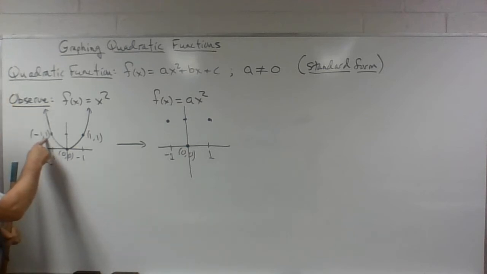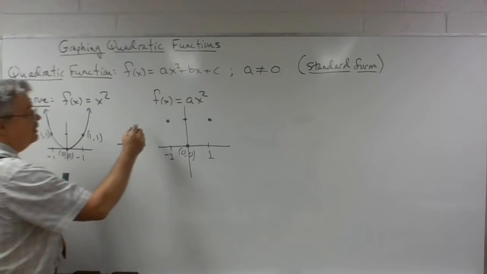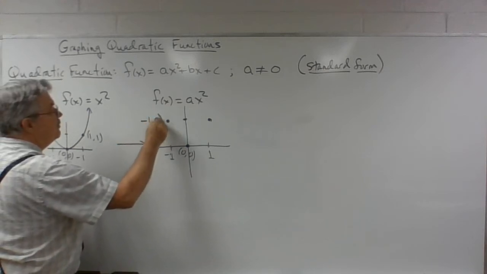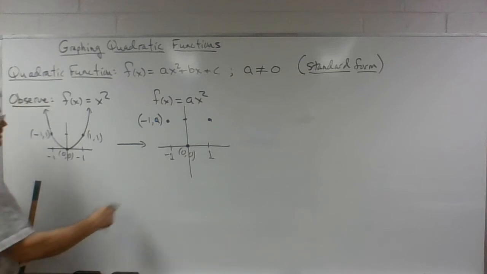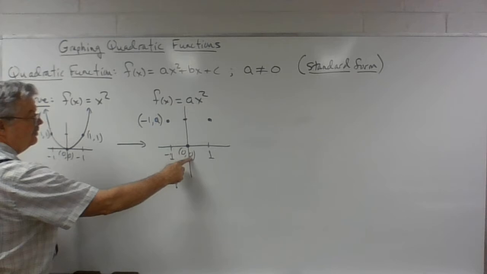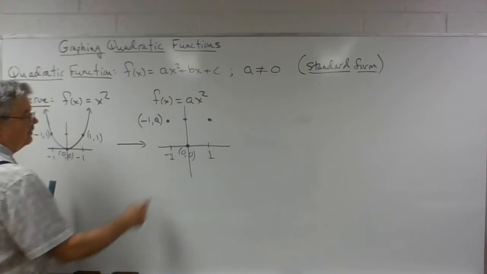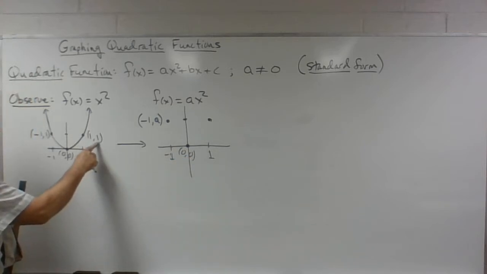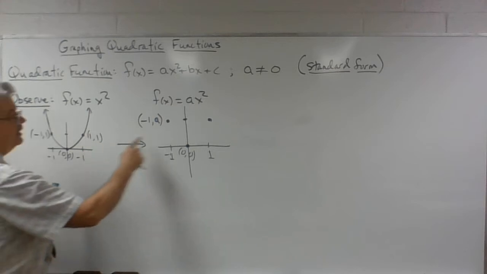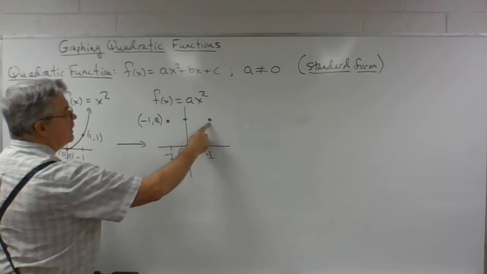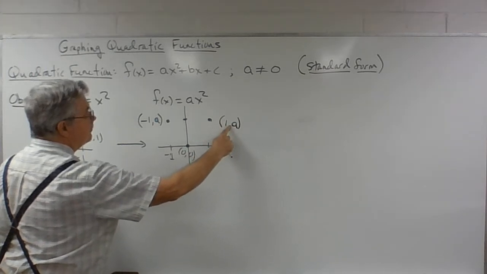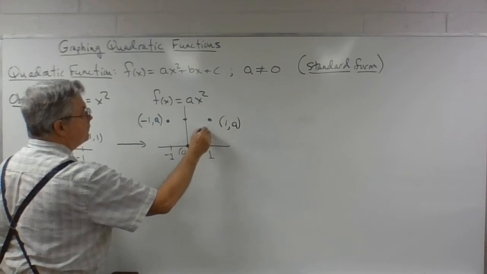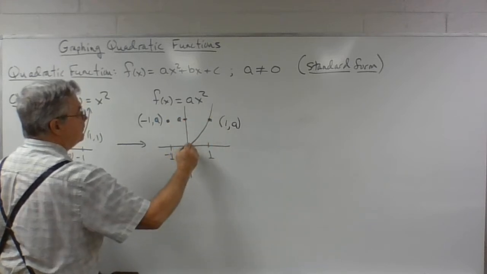y is 1 here, so the y coordinate on the corresponding part of the new graph will be a times 1. y is 0 here, so the corresponding point on this graph will be a times 0, which is still 0. And y equals 1 here, so the corresponding y value will be a times 1. So we've just stretched this out vertically.